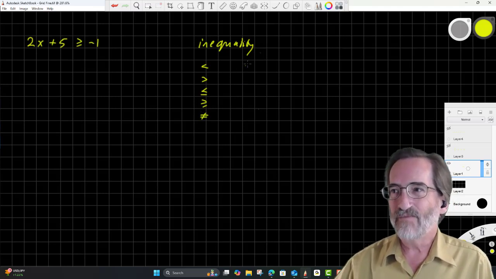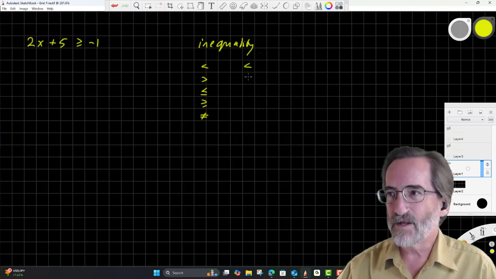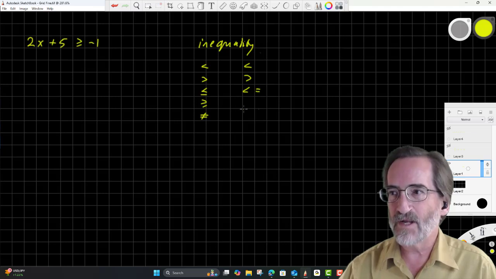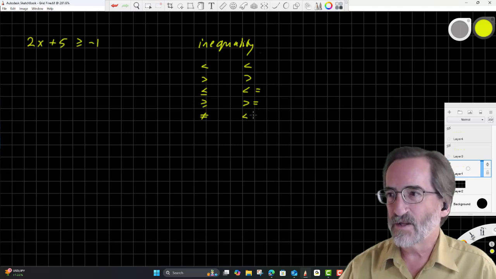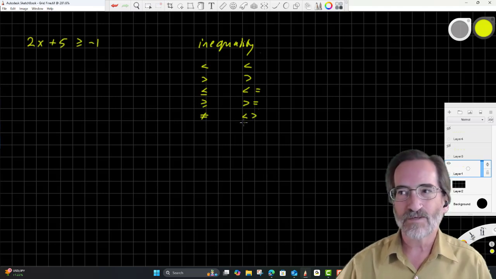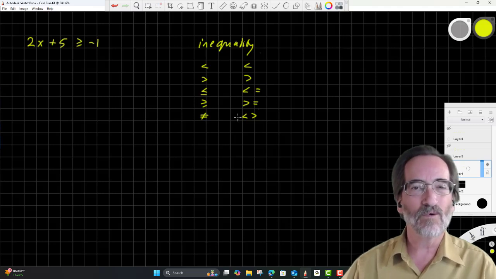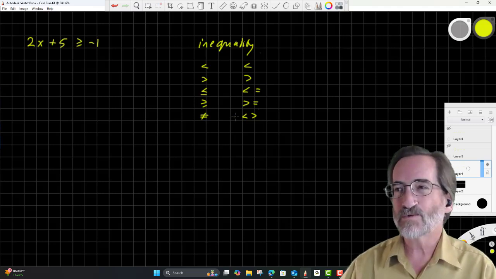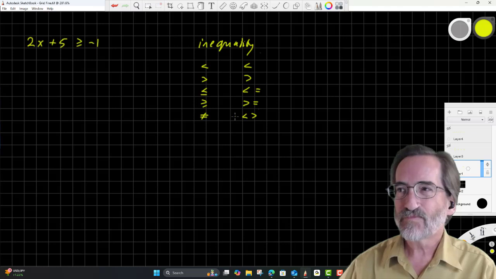By the way, if you're typing on a keyboard, a less than is a less than, a greater than is a greater than, a less than or equal to is a less than followed by an equals, a greater than or equal is a greater than followed by an equals, and a not equal to is a less than followed by a greater than. So be aware of those keyboard shortcuts that you can use when answering essay questions.